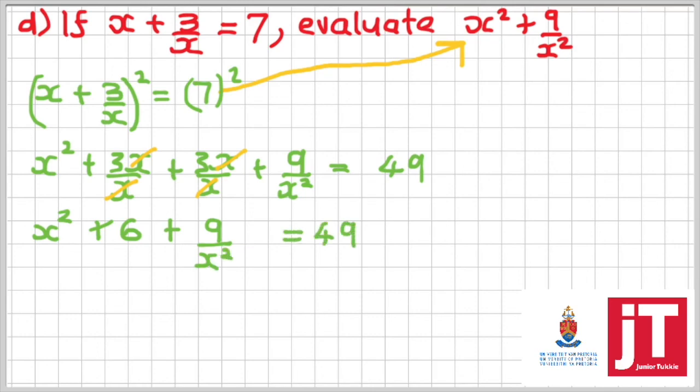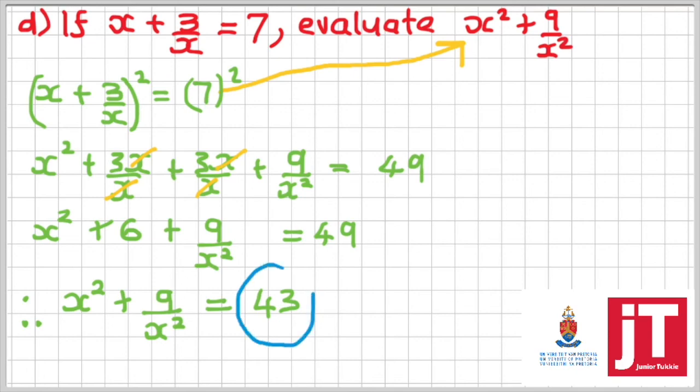I can then transpose the positive 6 to the right hand side, and I'll be left with x squared plus 9 over x squared is equal to 43 as my answer. Therefore, the value of that, to evaluate that or to fully answer it, the answer will be equal to 43.